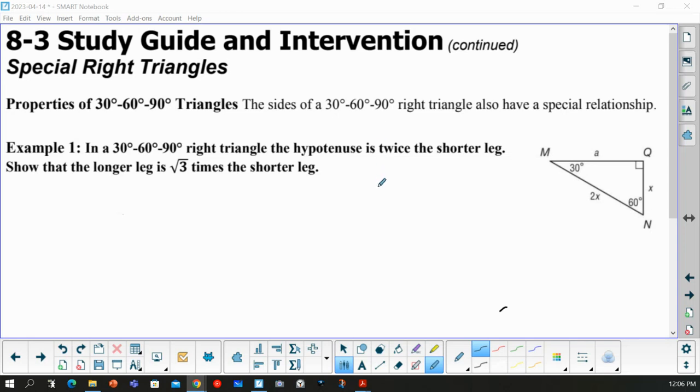All right, so we're working on the 8-3 study guide. This is the other side of the page. This is the second shortcut. The other shortcut was with a 45-45-90. This is with a 30-60-90 triangle, just what it sounds like.